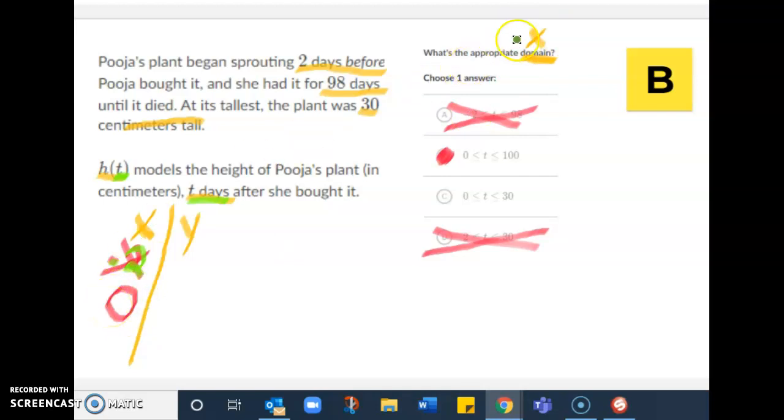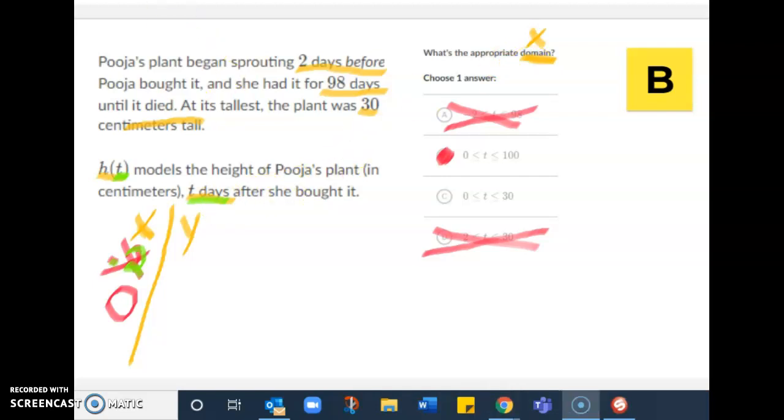If we start at 0 for my X, which talks about days, X is talking about days. The only two that could work are B and C, right? B works because it goes up to 100 days. And then the 30 does not work for me because that one is talking about how tall the plant is. Remember, our domain only talked about days.